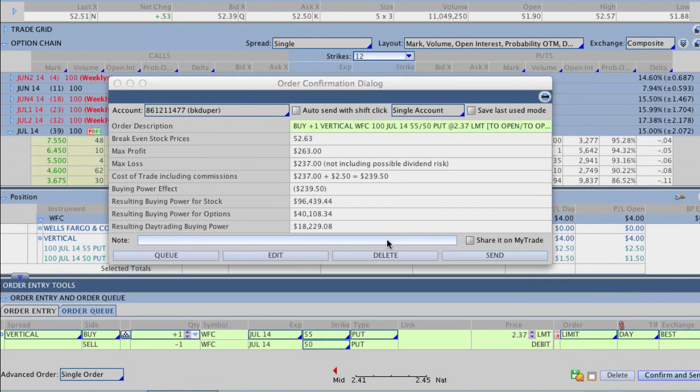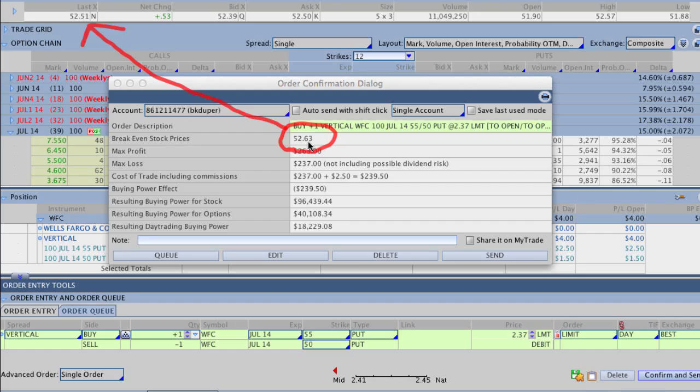So what I talk about here with debit spreads is that you want to have your break-even price either at or above, for put spreads, and we'll get into call spreads here in a second, where the market is currently trading. So you'll notice here that the underlying is trading at 52.51. Now our break-even price based on the risk reward of this trade is 52.63.